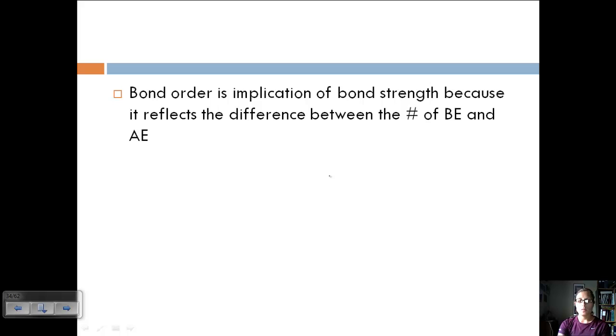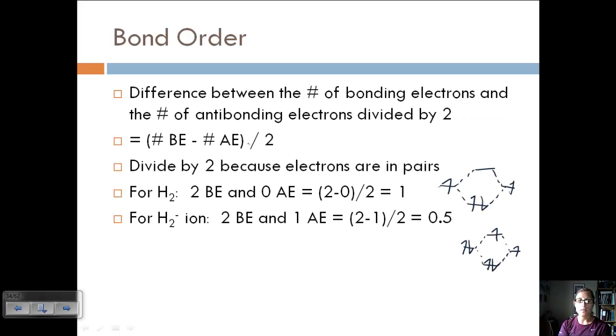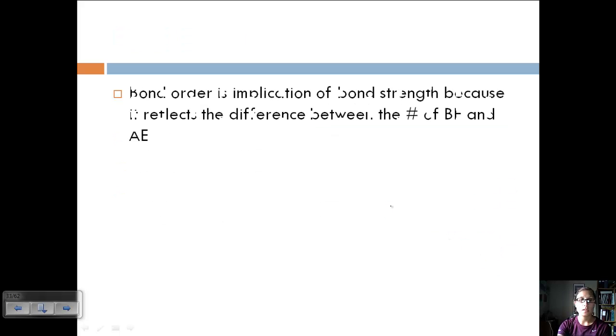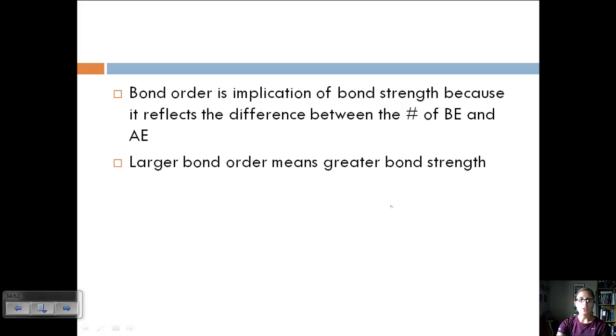So we've got a smaller bond order for the H2- ion than we do for the H2 neutral molecule. Bond order is an implication of bond strength because it reflects the difference between the number of bonded electrons and antibonded electrons. So a larger bond order means a greater strength. For our example, this would be H2 because it had a bond order of 1, whereas the H2- ion had a bond order of 0.5.